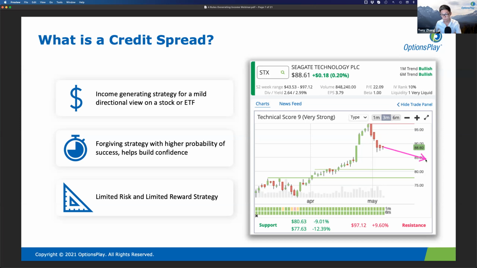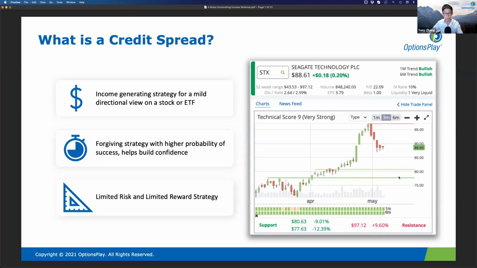Maybe you think it's going to drift a little bit lower because of the direction it's heading in. All you need is a mild directional view. There are other strategies where you need to have a very strong directional view, such as buying a call option or buying a put option, where you have to believe the stock is going to make an outsized move to either higher or lower. A credit spread is not like that.